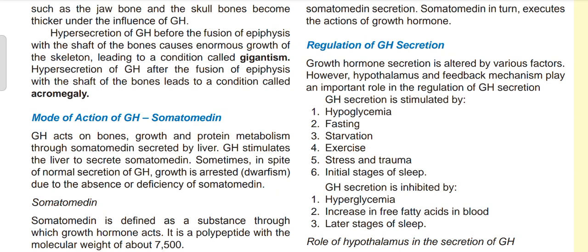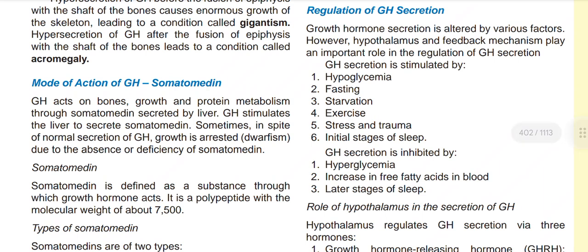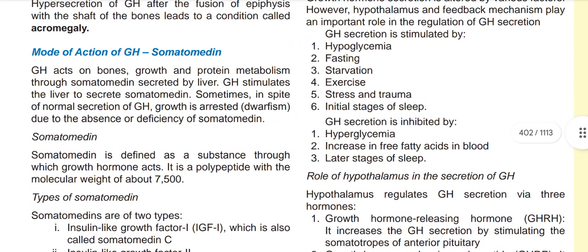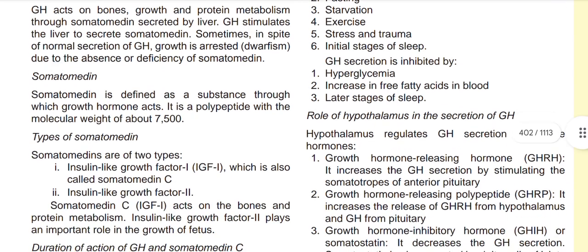So we are discussing growth hormone, and today we will discuss the mode of action of growth hormone, somatomedin. Growth hormone acts on bone growth and protein metabolism through somatomedin secreted by the liver. Growth hormone stimulates the liver to secrete somatomedin. Sometimes, in spite of normal secretion of growth hormone, growth is arrested or dwarfism occurs due to the absence or deficiency of somatomedin. Now, somatomedin is defined as a substance through which growth hormone acts. It is a polypeptide with a molecular weight of about 7,500 Da.